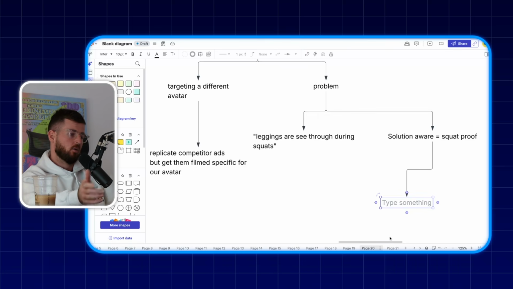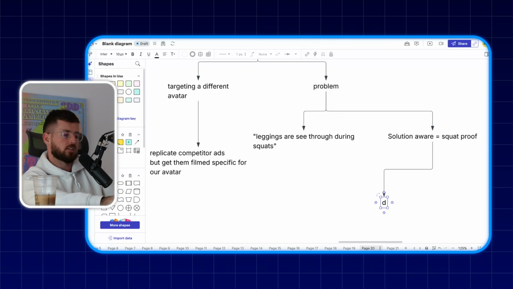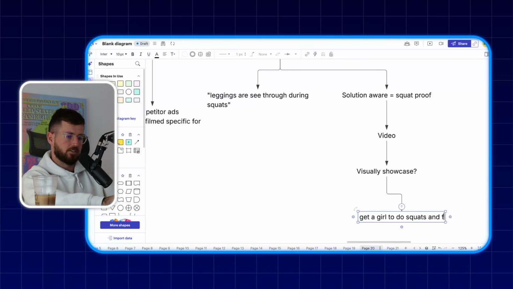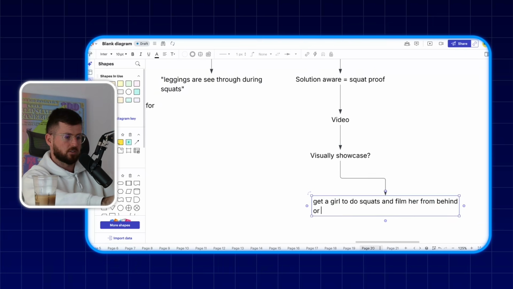And you'd be like, well, I'm not going to do that angle because it doesn't work, because I'm just lazy and test statics and don't actually try to put any effort into any creatives, blah, blah, blah. Done. So in that case, I'm going to do a video for that. And then here, what do I need to visually showcase to people? Film her from behind or side to highlight the leggings being squat proof.